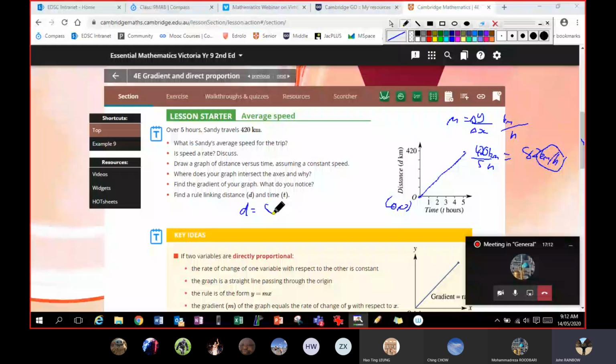So if I go 1 hour, I would have gone 82. If I've gone 2 hours, I've gone 164. If I go 3 hours, I would have done 246. If I go 4 hours, I would have gone 328. And then if I've gone 5 hours, I would have gone 420. So you can see that for every hour I put in here, it's going to give me a distance where distance is kilometers. So I would write d equals distance, d equals kilometers traveled, t equals time in hours. I should define my variables.